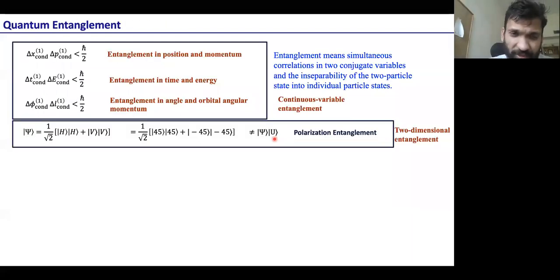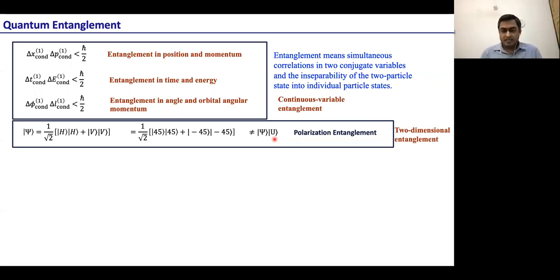On the last slide, H you can take to be zero, V to be one, 45 to be zero plus one by root two, and minus 45 to be zero minus one by root two. So this idea that entanglement means simultaneous correlation in two conjugate variables was the interpretation for continuous variables. We can have this for the two dimensional polarization basis as well.